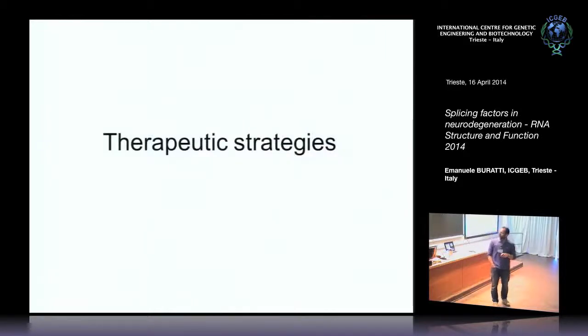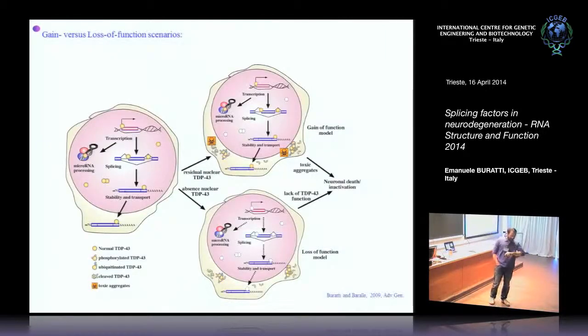So, what about the therapeutic strategies, right? Once you have all these models and you know the function, and you have a model to do the aggregation, what can you do about therapeutics? There are several ways. First of all, you have to decide what is the problem, right?